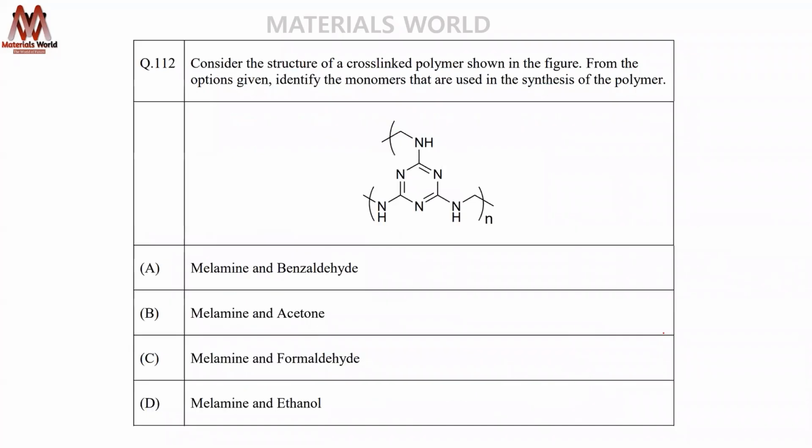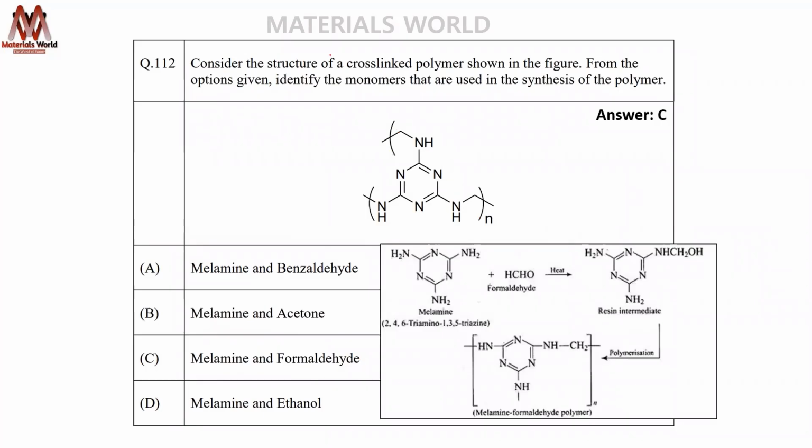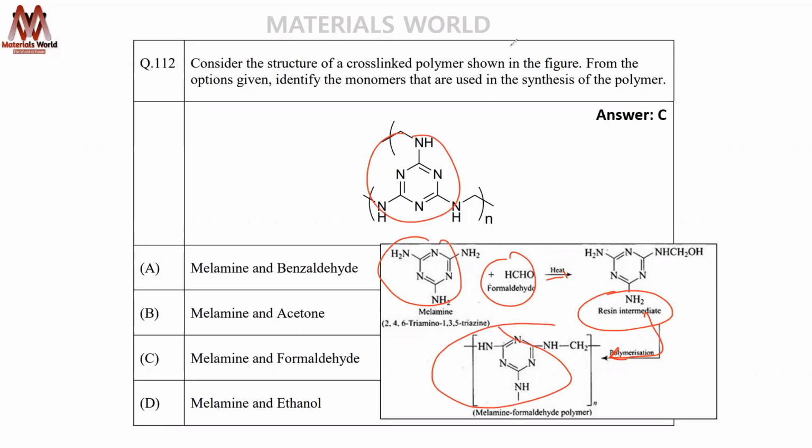The next question. The crosslinked polymer is given and its monomer is being asked. This structure is typically the structure of crosslinked melamine formaldehyde. To get the melamine formaldehyde polymer, you need melamine plus formaldehyde. If you heat, you will get a resin intermediate or pre-polymer, and later through cross-linking you will achieve this structure. So the answer is C.